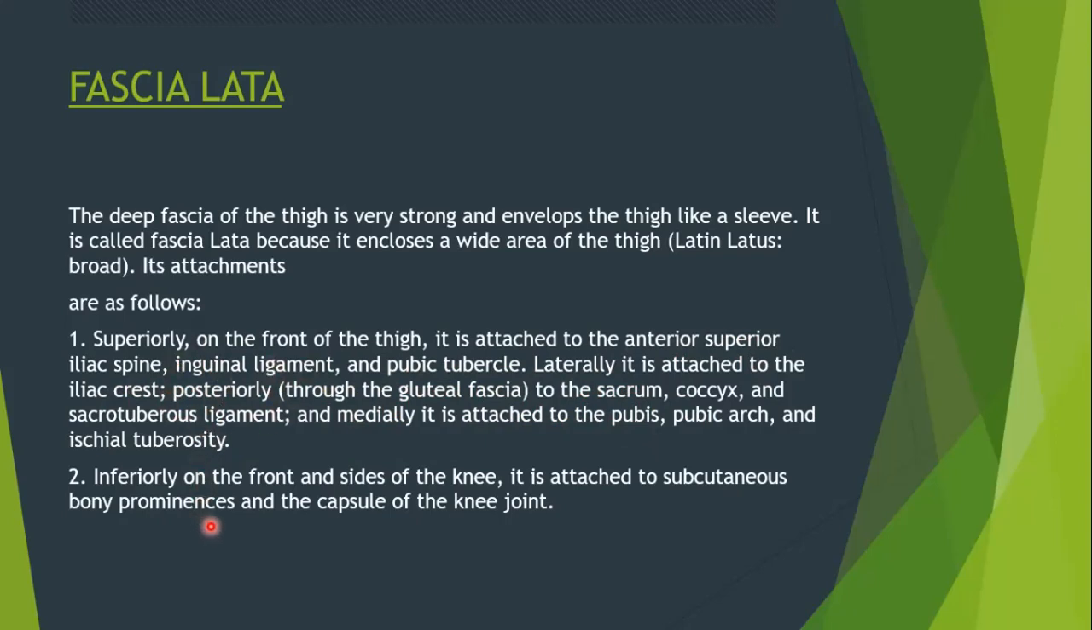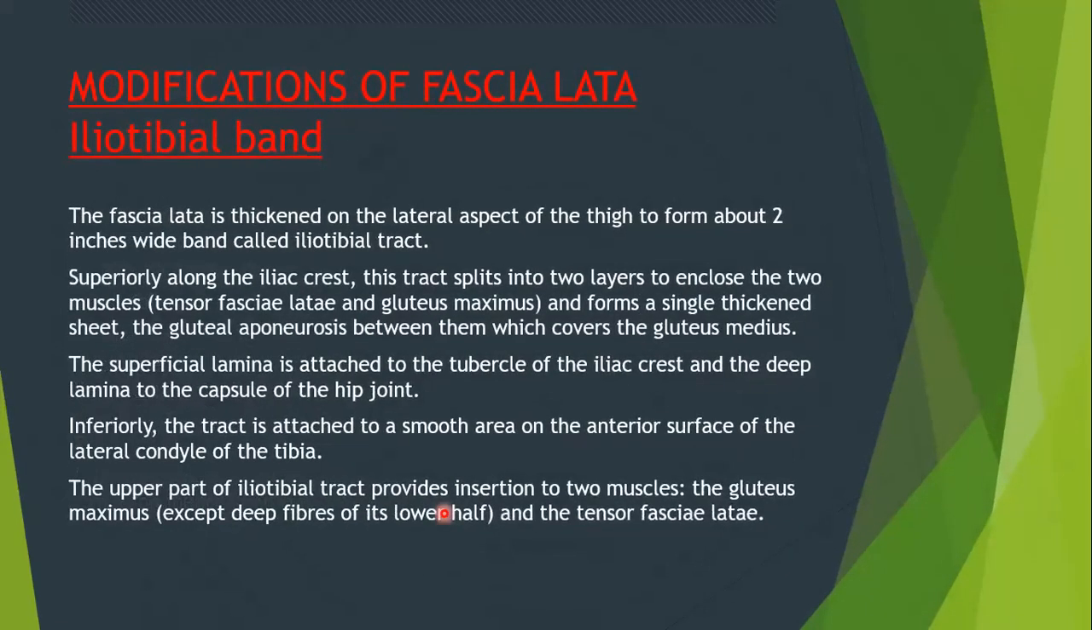Then inferiorly, it is attached on the front and the sides of the knee, and it is attached to the subcutaneous bony prominences and the capsule of the knee joint. Those are the attachments of the deep fascia of the thigh, the fascia lata. Now, what are some modifications of the fascia lata? The fascia lata has some modifications, namely the iliotibial band or the iliotibial tract and the saphenous opening. So let's start with the iliotibial band.